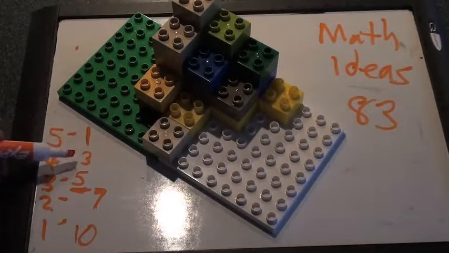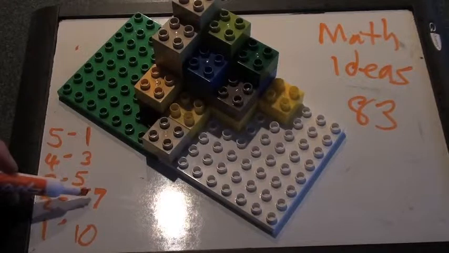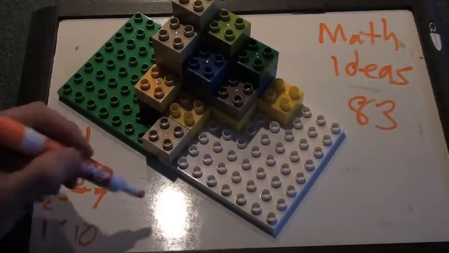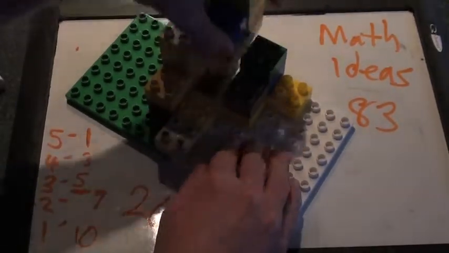Whoa. So 1 plus 3 is? 4. 4 plus 5 is? 9. 9 plus 7 is? 16. 16 plus 10 is? 26. So we think there's 26 blocks here. That's what we counted. Okay, you ready to check and see? Yeah. Let's take all our blocks apart.